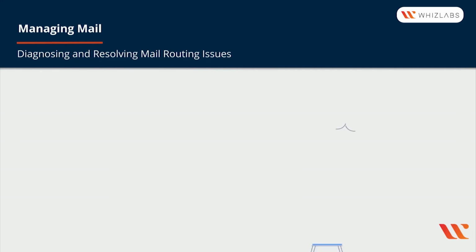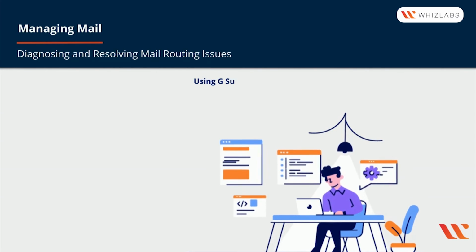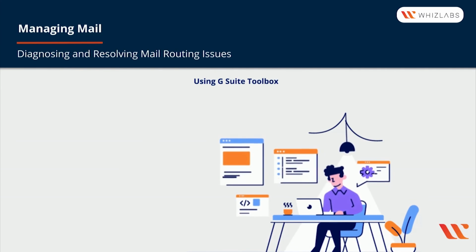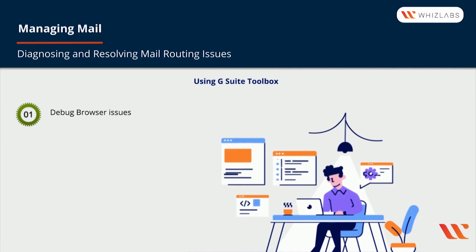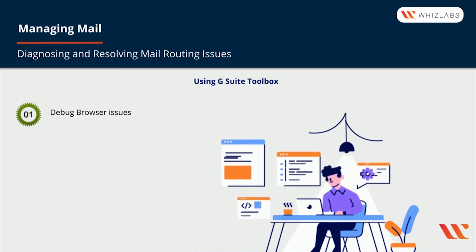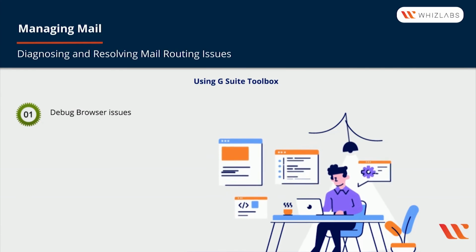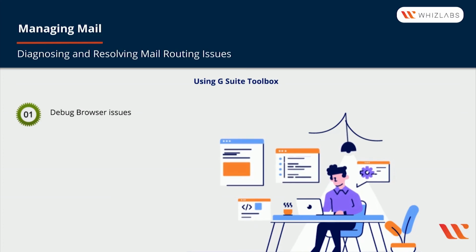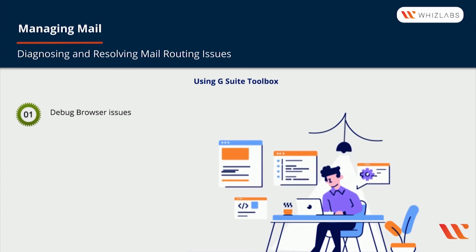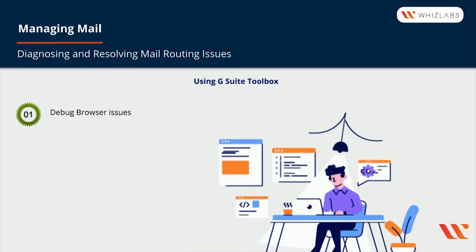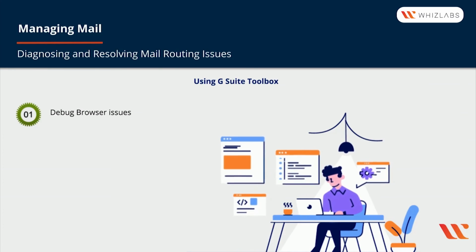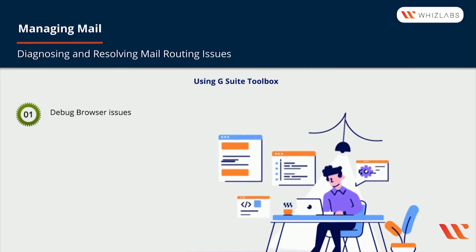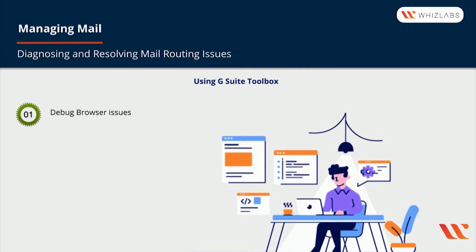Now we will discuss using the G Suite Toolbox. The first one is debug browser issues. Browser Info is a browser-based debugging tool which can be used to capture the client-side information. You can look for obvious information that might impact user experience on the internet. User Agent is a tool that analyzes the user agent string.